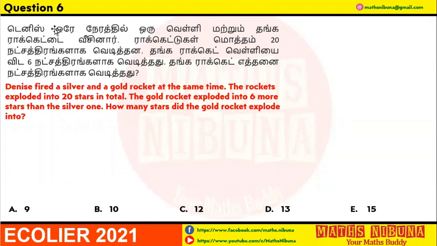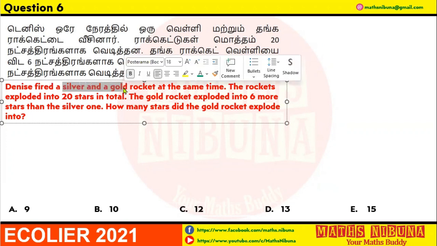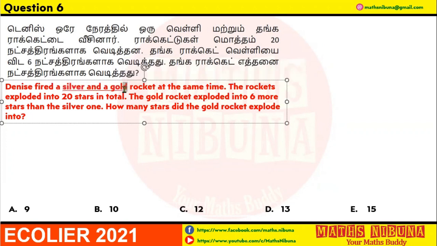Okay, question number 6. Dennis fires a silver and gold rocket. Just underline first. We have 2 rockets, one silver and one gold color. At the same time, the rockets exploded into 20 stars. Underline 20 stars. The gold rocket exploded 6 more stars than the silver rocket. That means gold is equal to silver plus 6. That is another statement.